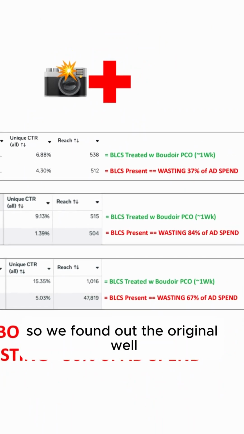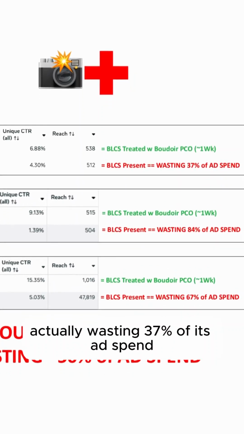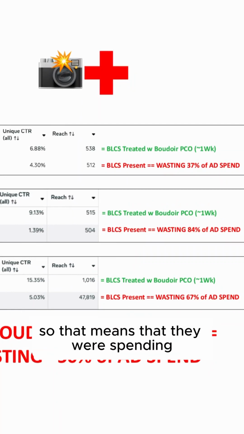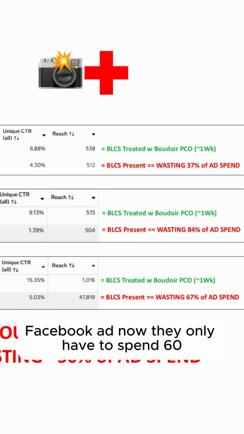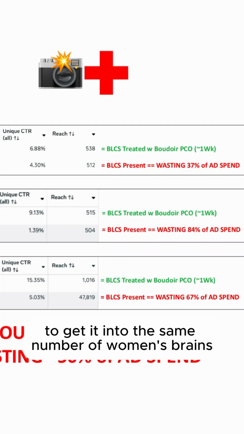So we discovered the original Boudoir Facebook ad was actually wasting 37% of its ad spend of what it could have been achieving. So that means that they were spending 10 grand a month on the original Boudoir Facebook ad. Now they only have to spend $6,300 a month on the Boudoir Pico treated ad to get it into the same number of women's brains.